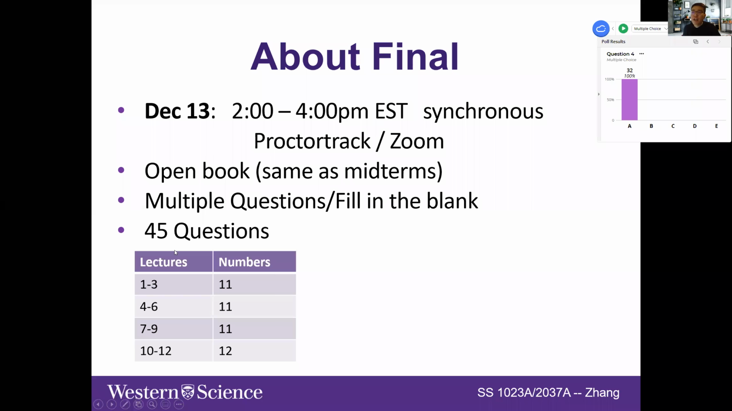We have 45 questions in a 2 hour exam. So the time per question is actually more than the midterm, and you will probably have more time to work on each question. The exam will be cumulative, and you can see that the distribution is quite uniform. For each module of our course, we have a very equal number of questions. That's pretty much the information about the final.